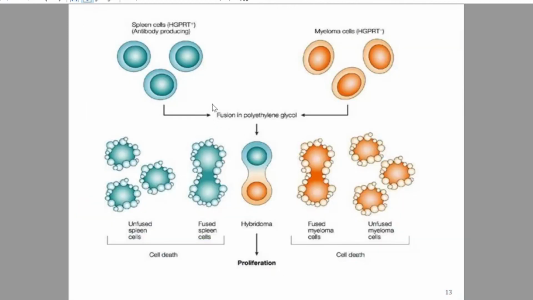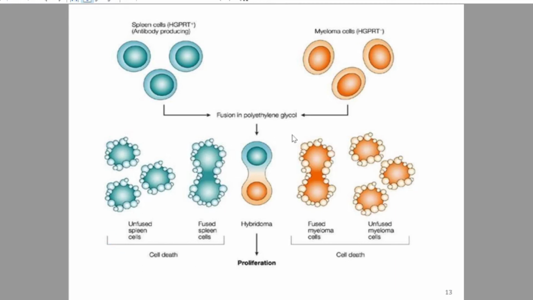Now, if we look at this diagram, we can understand this quite clearly. The unfused B cells and the fused B cells are the only undesired cell types that have the HGPRTase enzyme. Therefore, they're theoretically able to grow in the media. However, they don't grow because they're not cancerous cells and they are not capable of indefinite growth.